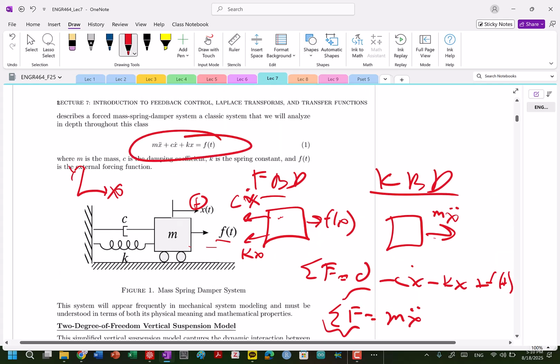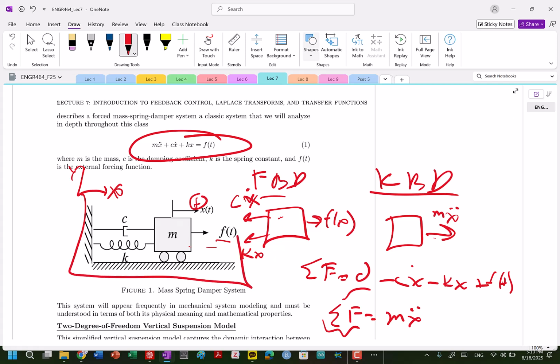This is the most important dynamic system, and this has to come out almost immediately. We are going to be working with this single mass spring damper system over and over and over again in this class. This is a second order system, and it is going to teach.